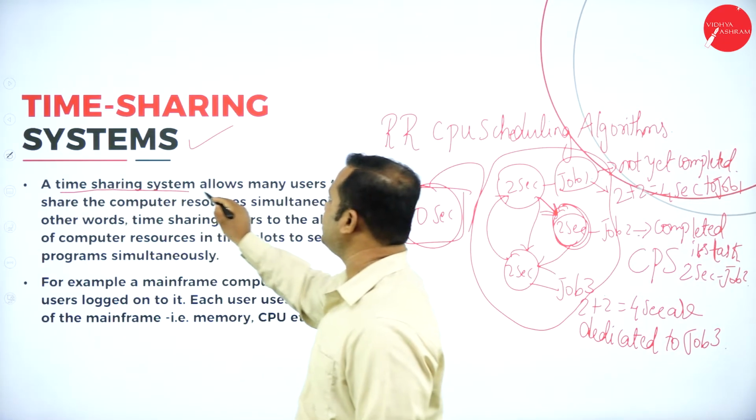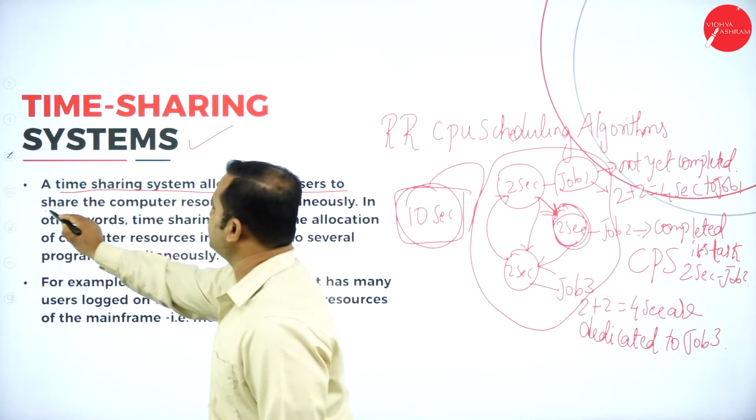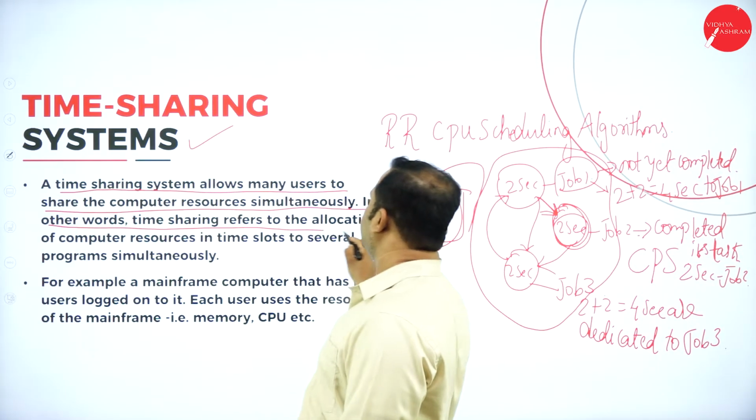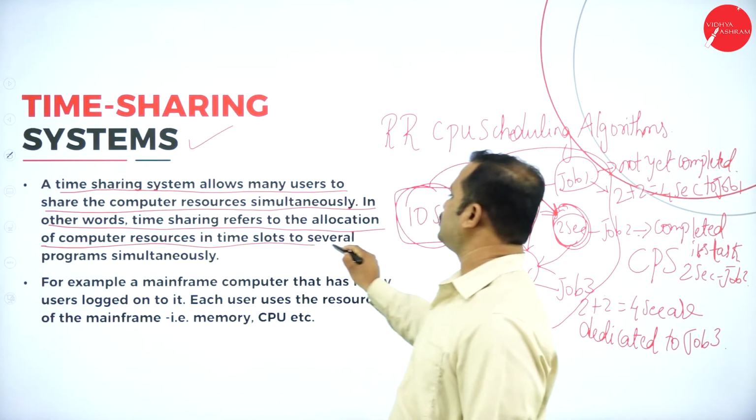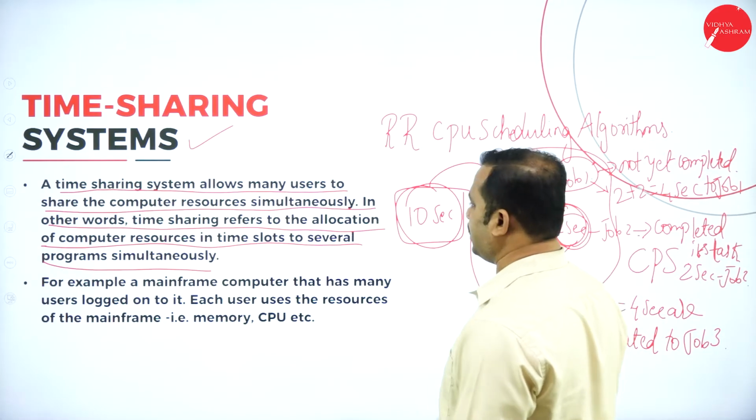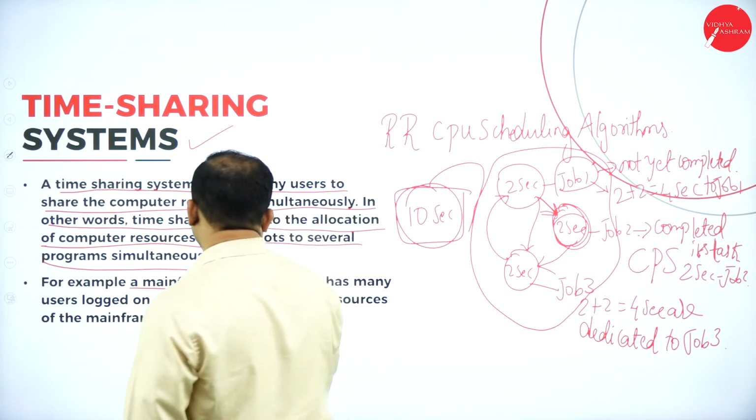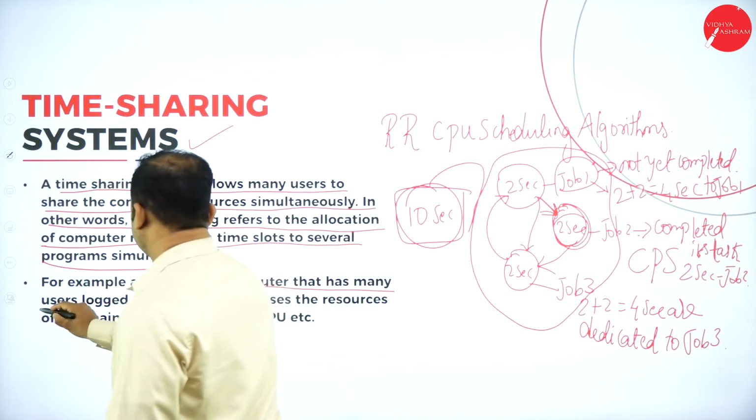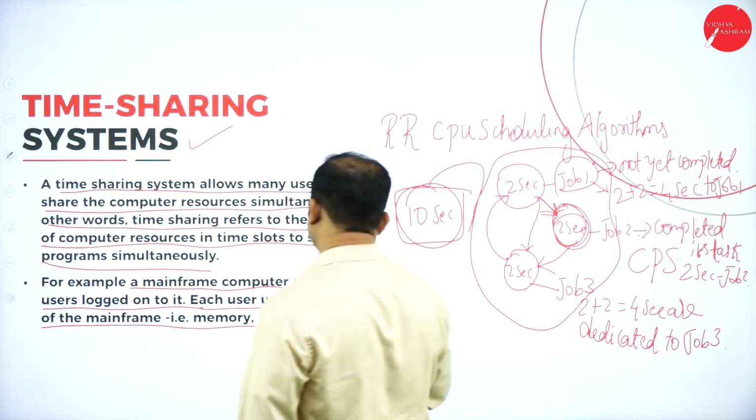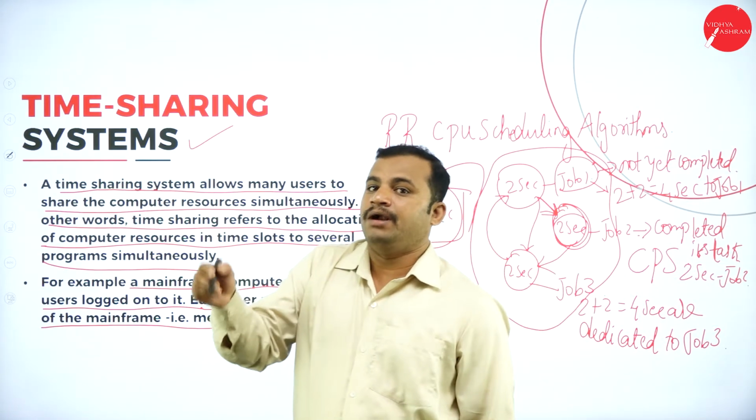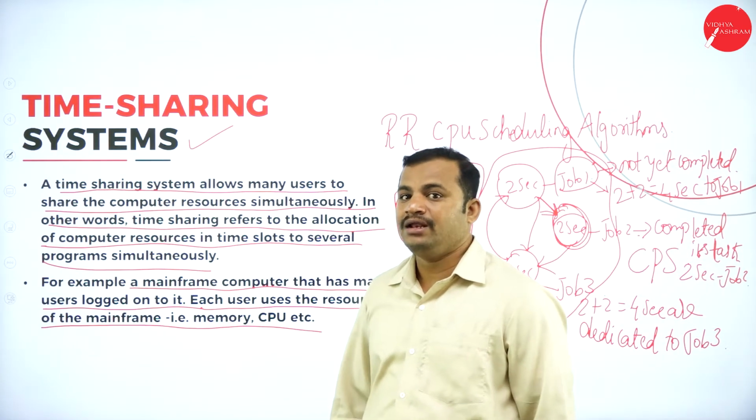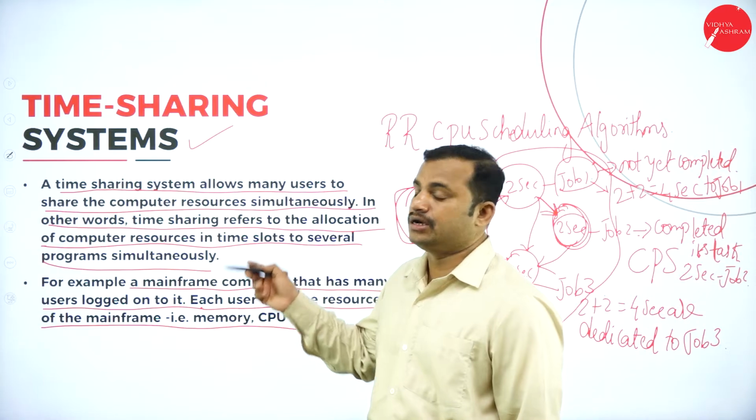A time sharing system allows many users to share the computer resources simultaneously. In other words, time sharing refers to the allocation of computer resources in time slots to several programs simultaneously, that is job 1, job 2, job 3. For example, a mainframe computer that has many users logged on to it. Each user uses the resources of the mainframe, that is memory and CPU. Suppose multiple users try to make use of the resources of the system simultaneously, then it is possible to make use of it in terms of time sharing.